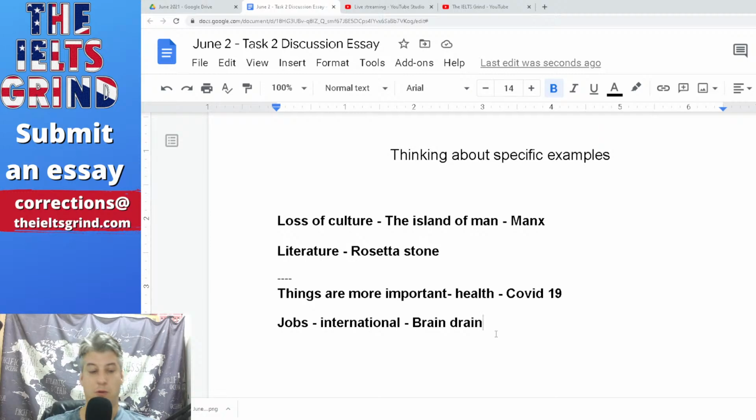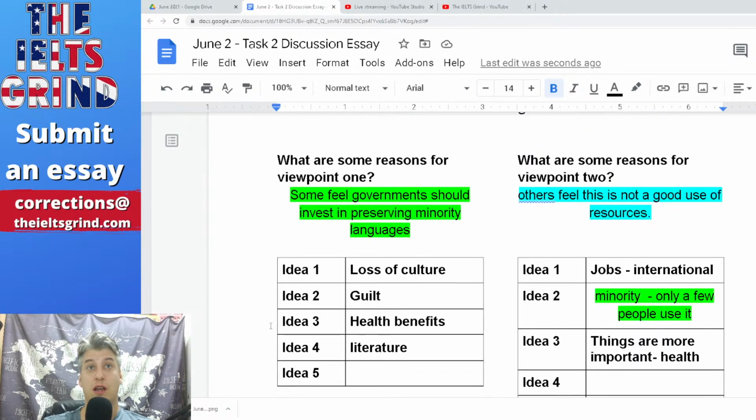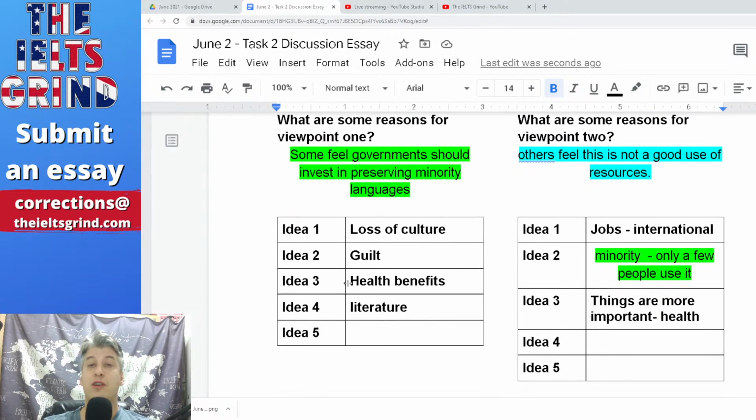Okay, so when you're planning all this, make sure that you come up with specific examples for your main ideas. If you come up with a really good idea but you can't actually develop it, then it's not a great idea for your essay. Okay.